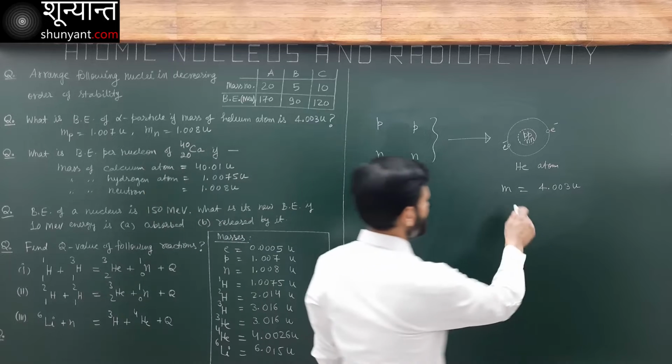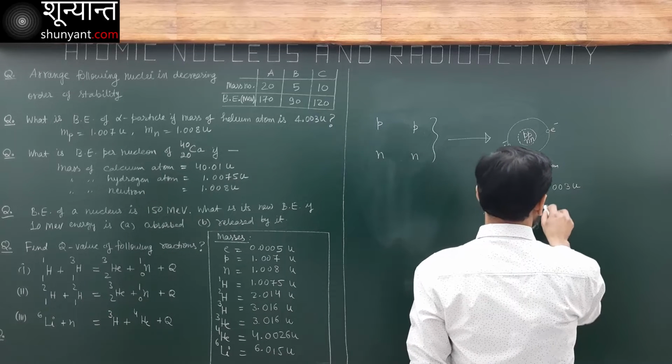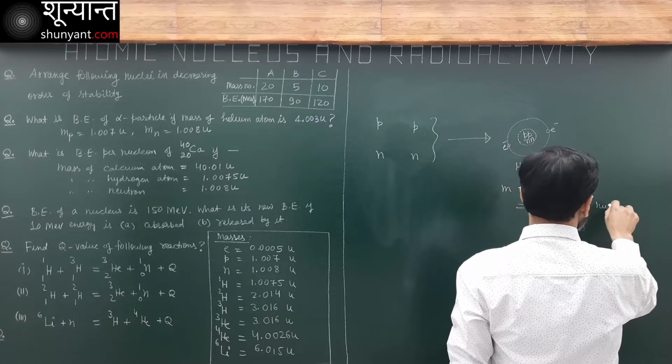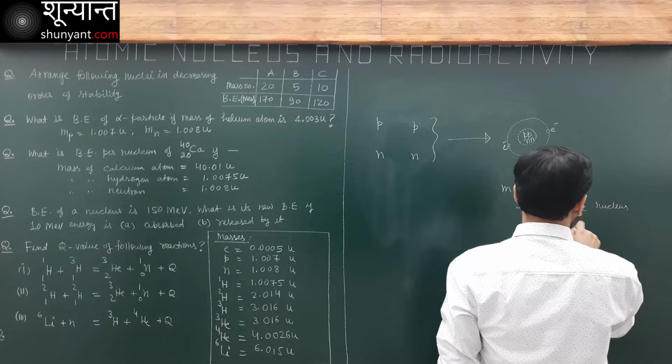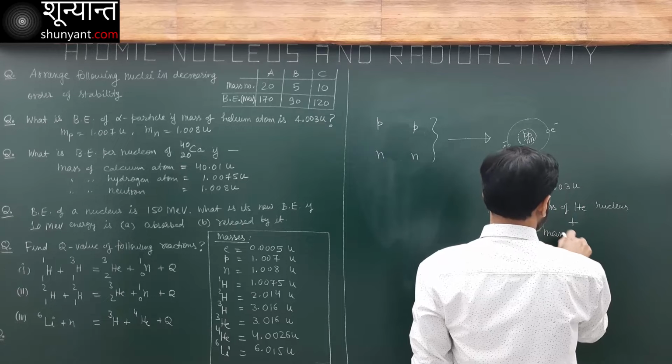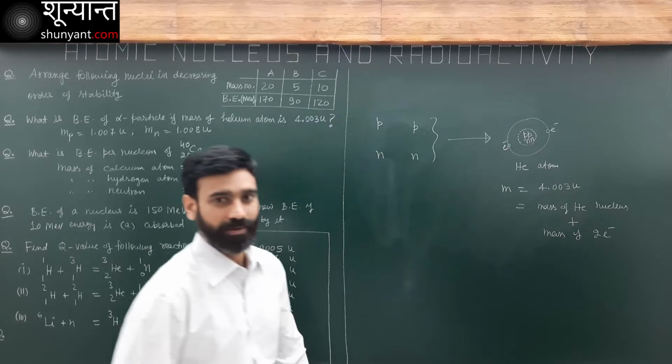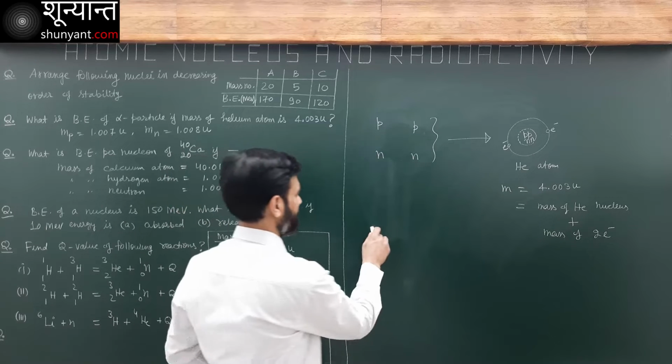Understand? Now this will be equal to the mass of the helium nucleus plus the mass of two electrons. Now what is the mass defect?